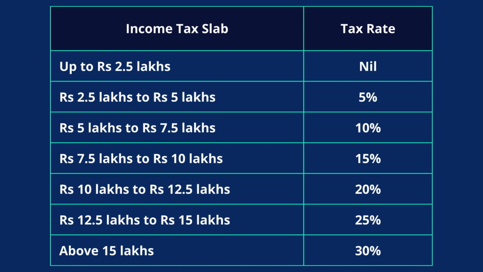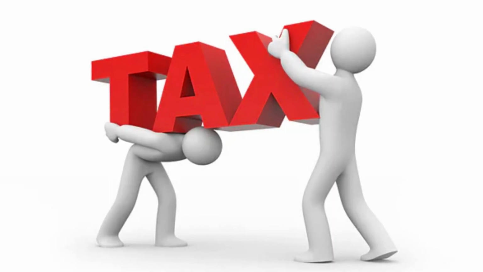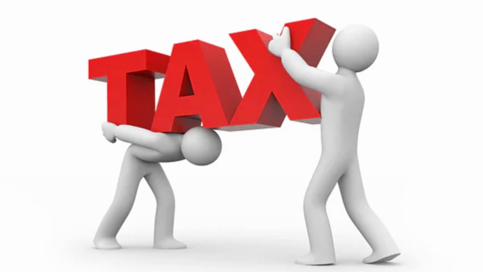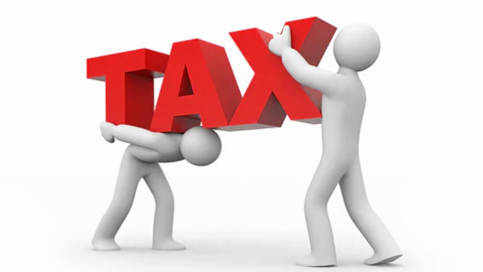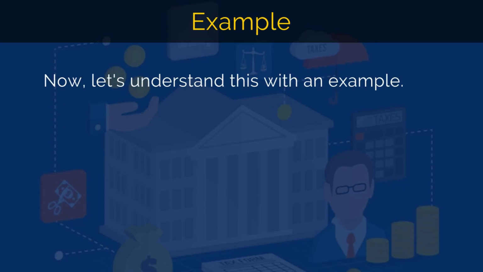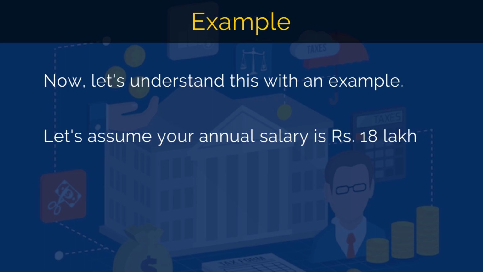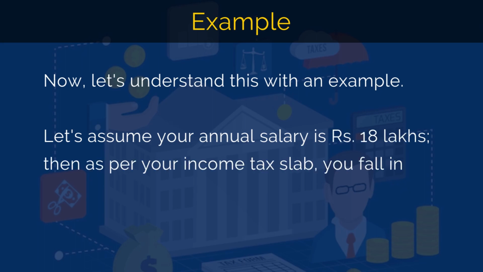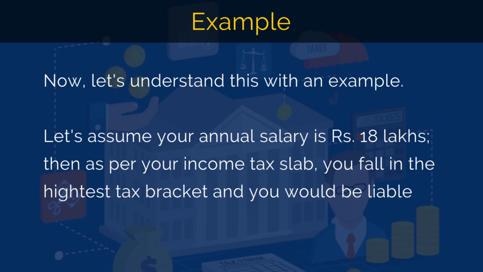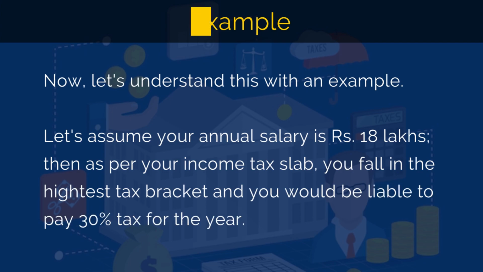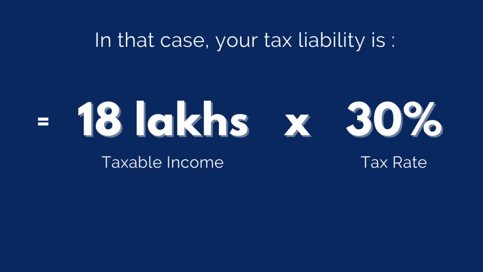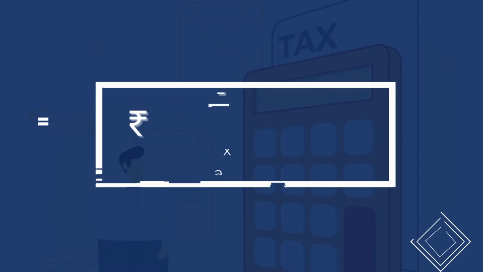Basically, your income is progressively taxed in slabs of 2.5 lakh rupees. By doing so, the tax liability increases for individuals with higher incomes, and it also reduces the tax burden of low-income earners. Now, let's understand this concept with the help of an example. Let's assume your annual salary is 18 lakh rupees, then as per your tax slab, you fall in the highest tax bracket and you'd be liable to pay 30% tax for the year. In that case, your tax liability is 18 lakhs into 30%, which equals 5.4 lakhs.